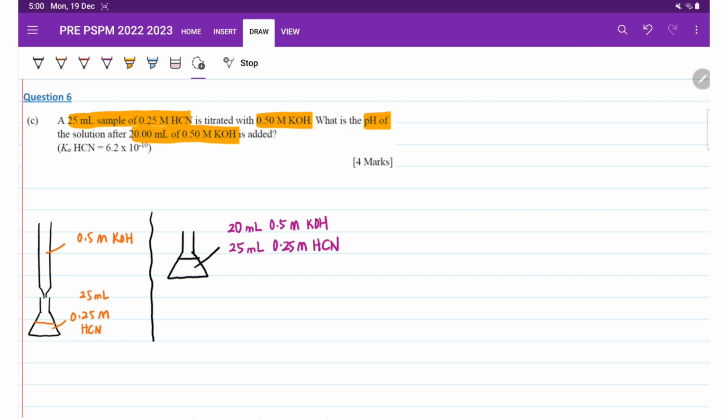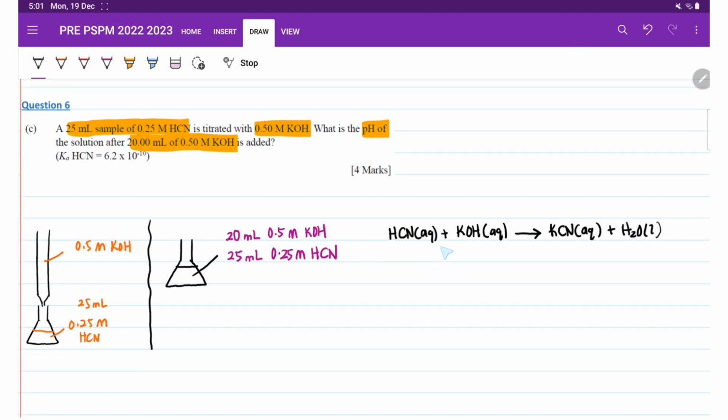So, before we do any calculation, please write down the equation, the reaction between KOH and HCN, the neutralization reaction, or reaction of acid and base. So this is the equation: HCN aqueous plus KOH aqueous to produce KCN aqueous and H2O liquid.